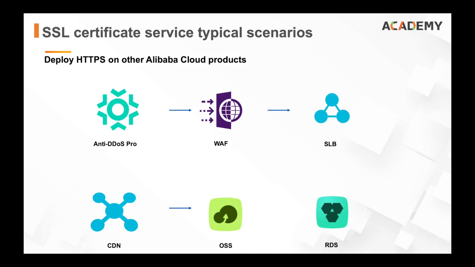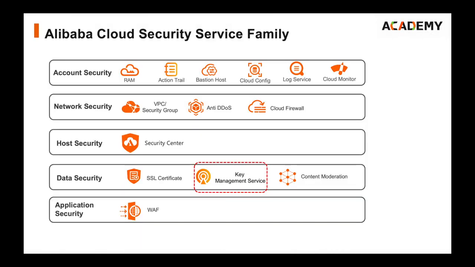Again, you can use it to deploy HTTPS over many other Alibaba Cloud products, including anti-DDoS, WAF, load balancer, CDN, OSS, and even the RDS database service. So all of these services can be protected by the SSL certificate service. Let's now move on to key management service.